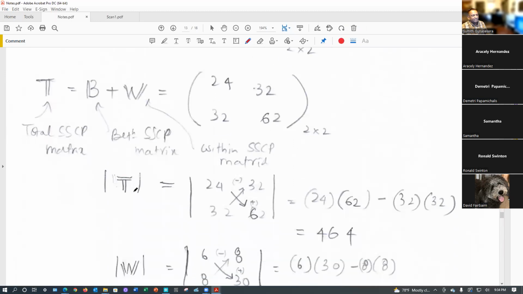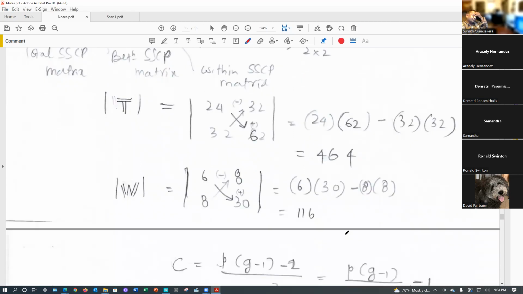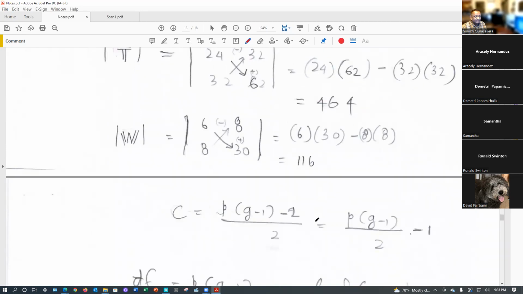B plus W. Then I'm going to find the determinant or the absolute value of that. How do you find the absolute value of the total? See, you're going to cross multiply like this. 24 times 62. That's how you're going to find the determinant. 464. Then you need the determinant of W as well. 116.